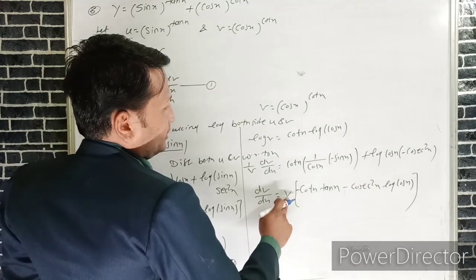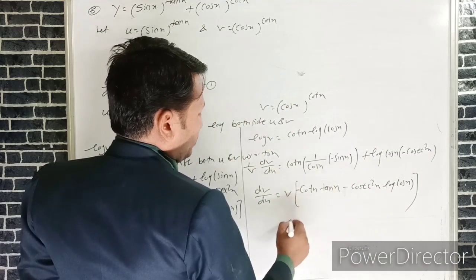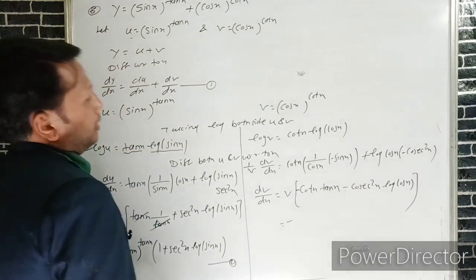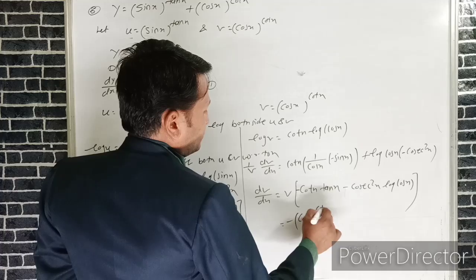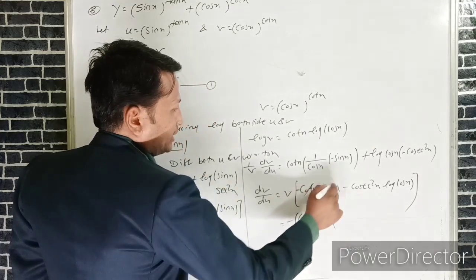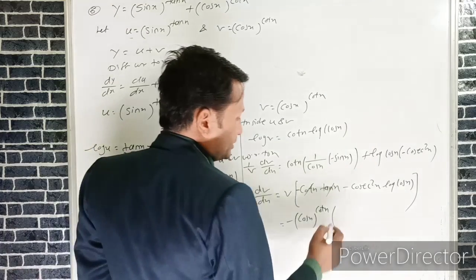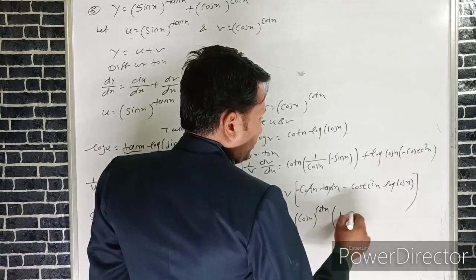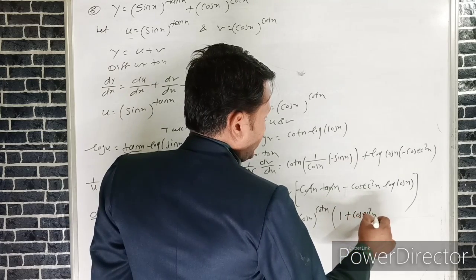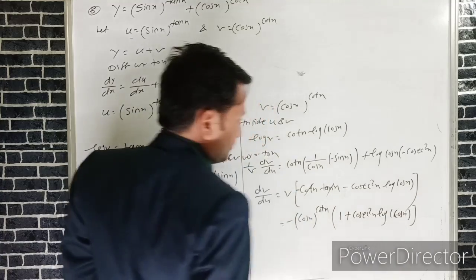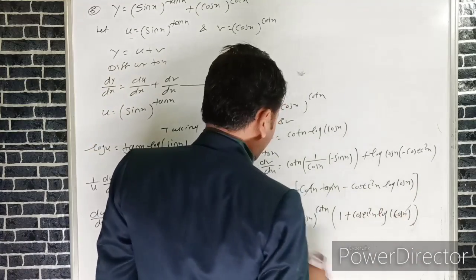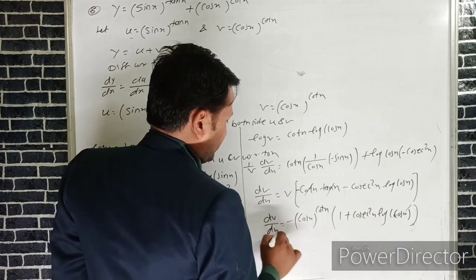If we take the minus sign common in both, and the value of v, cos x raised to the power cot x, we can write cot x tan x, whose value is 1, plus cosec square x into log of cos x. This is equation number 3, which is dv upon dx.